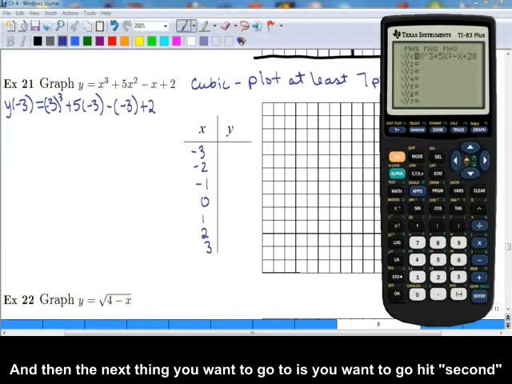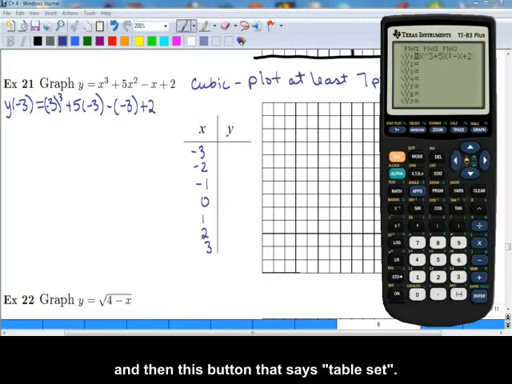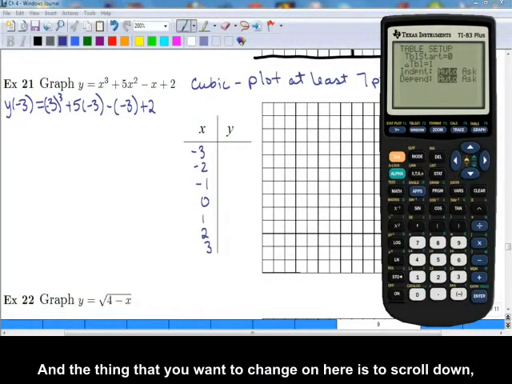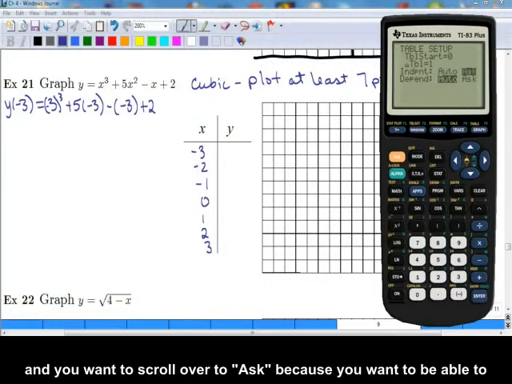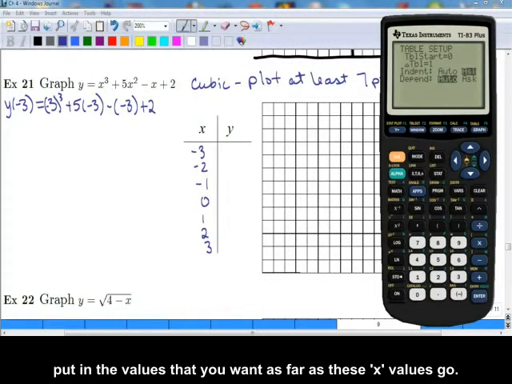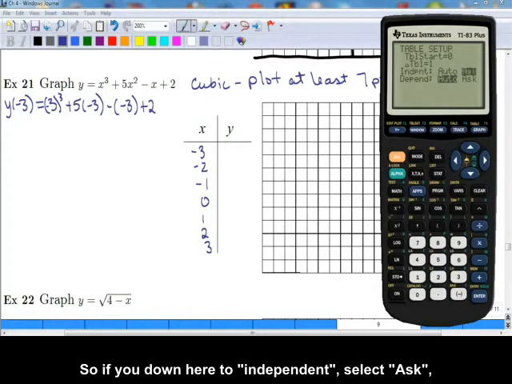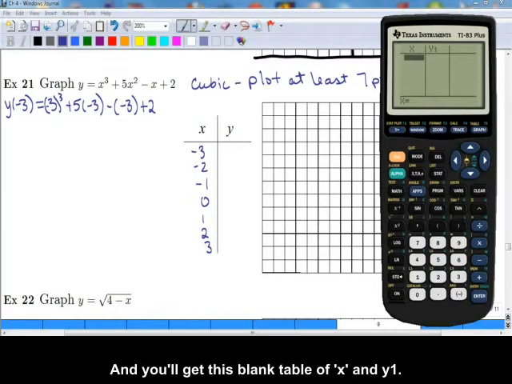And then the next thing you want to do is hit second, and then this button that says table set. And the thing that you want to change on here is to scroll down. So you hit down until you're on independent, and you want to scroll over to ask, because you want to be able to put in the values that you want as far as these x values go. So if you go down here to independent, select ask, then you can go over here to table, and you'll get this blank table of x and y1.